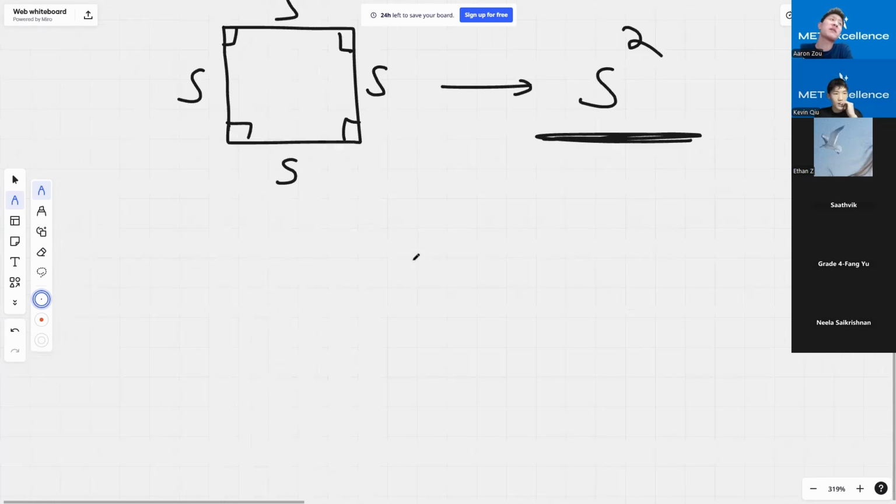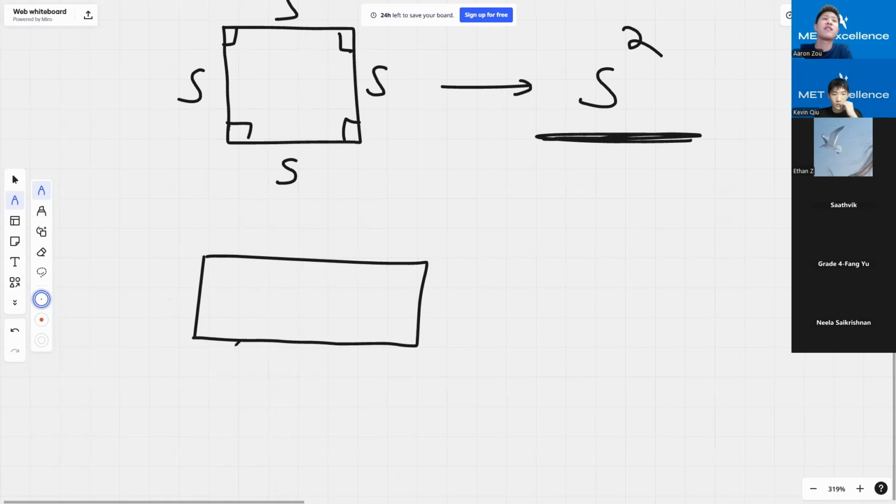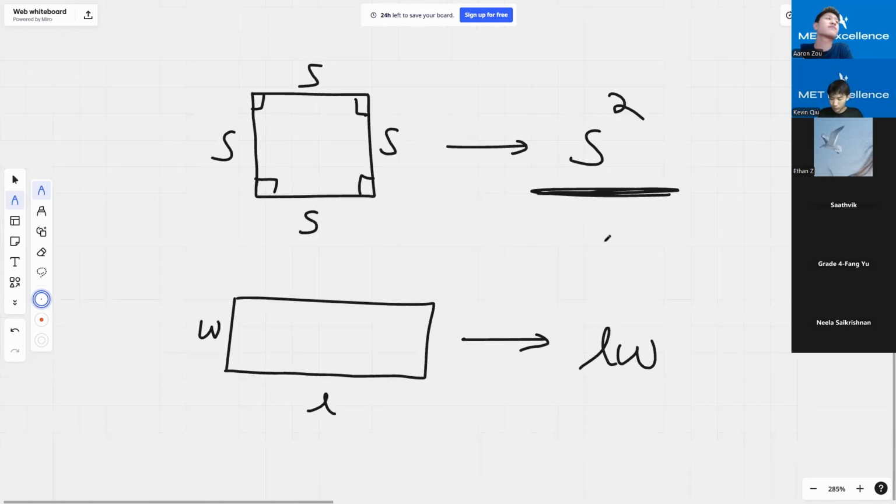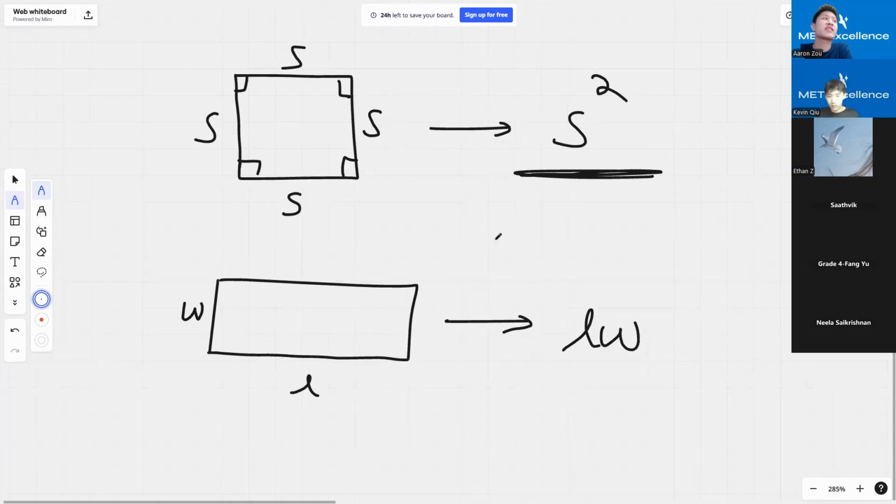So let's move on to maybe something a little more challenging like a rectangle. So let's say I have a rectangle with length L and width W. So what is the area of the rectangle? Well, you guys might know this one as well, but the area of a rectangle is length times width. So it's very similar to the square, right? Because a square is a rectangle. Maybe you guys have heard this before, but a square is a rectangle, but not all rectangles are squares. So there we go.